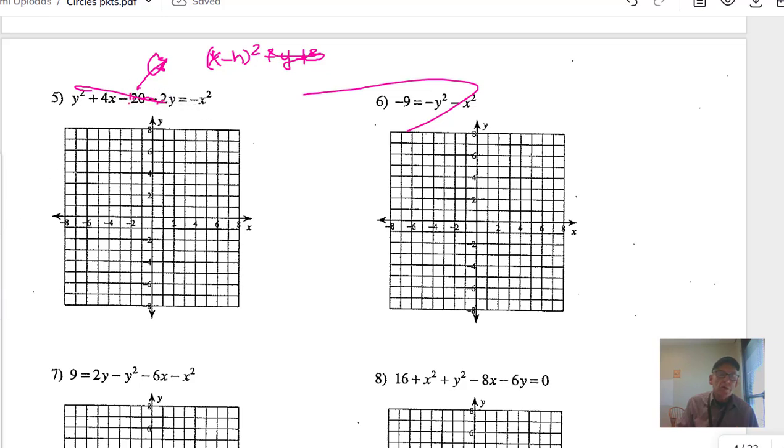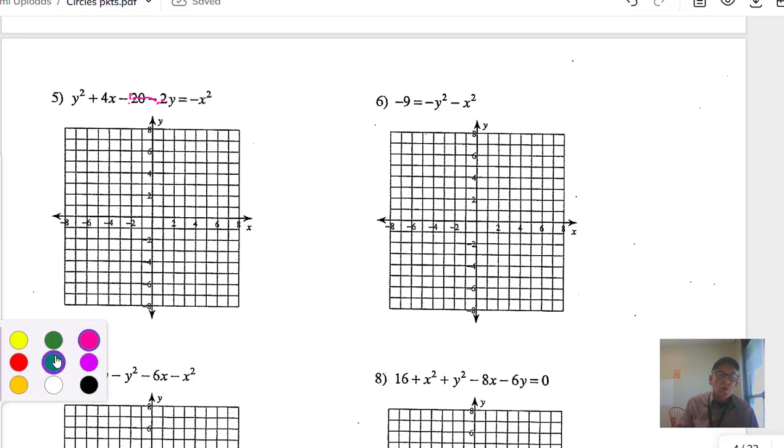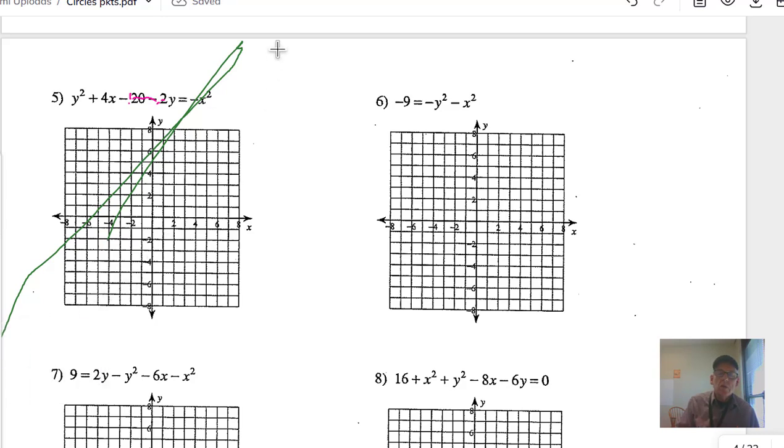Get rid of some of these stray marks here. So we've got (x - h)^2 + (y - k)^2 = r^2. That's the form we want to get it into. So we're going to put our x's and our y's together, and we're going to use this process called completing the square to get into the right form here. So let's see what we have.